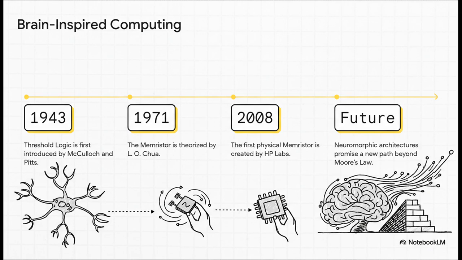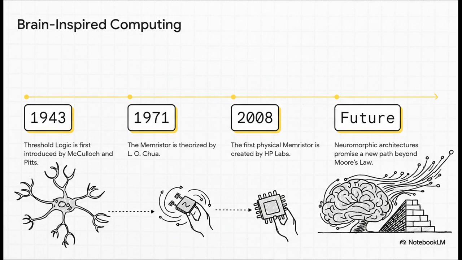These ideas have been brewing for a long, long time. The theory for neuron-like logic, that was back in the 40s. The idea for a memory resistor, the 70s. The first actual device, 2008. And now, all these different threads are coming together to create a brand new path forward.